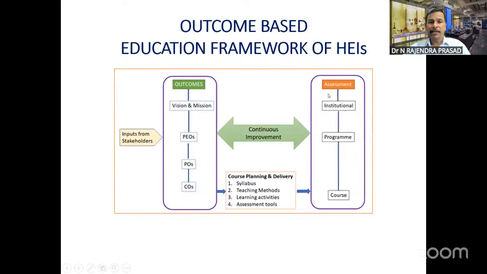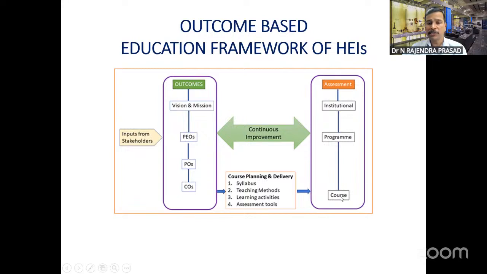Okay. For any higher education institution, the OBE framework can be set like this. It has two components. One is set prescribed outcomes, and the attainment of these outcomes will be obtained by assessment. Outcomes and assessment are at two different corners. What do these outcomes really say? These outcomes say about the course outcomes, program educational objectives, and ultimately achievement of the vision and the mission.